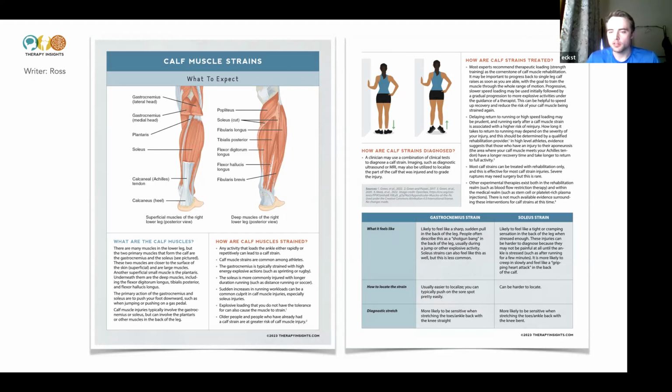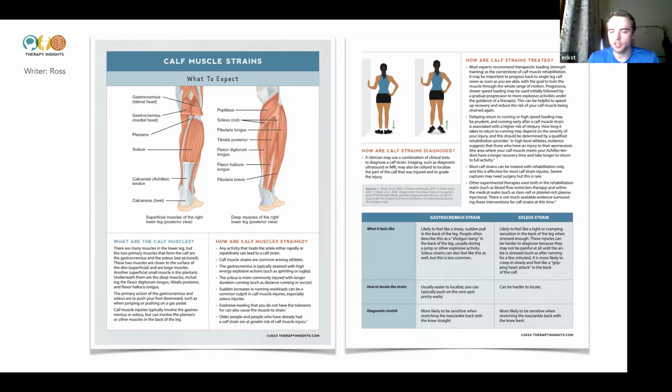And then it talks a little bit about experimental therapies. There's not a lot of good evidence for these, but blood flow restriction therapy is an example of an experimental therapy in the PT world that might be used. And then in the medical realm, there's also regenerative medicine injections, such as stem cell or PRP injections. Again, there's not really a lot of data for these treatments, so they're definitely more ancillary at this point.